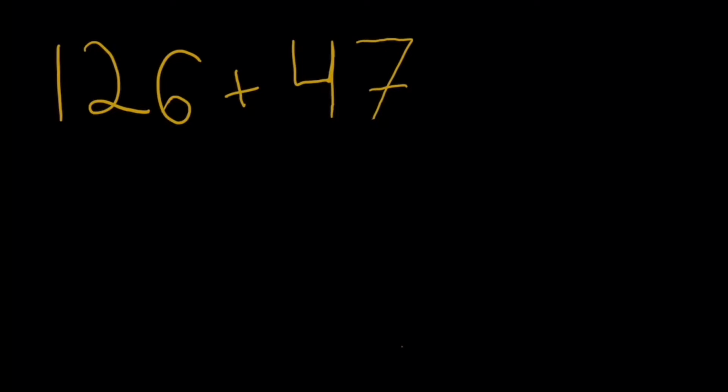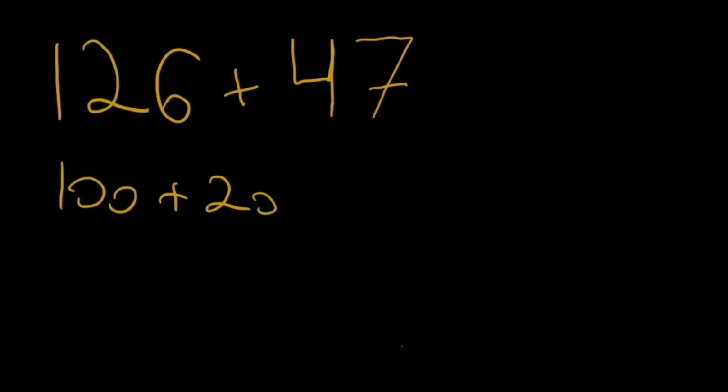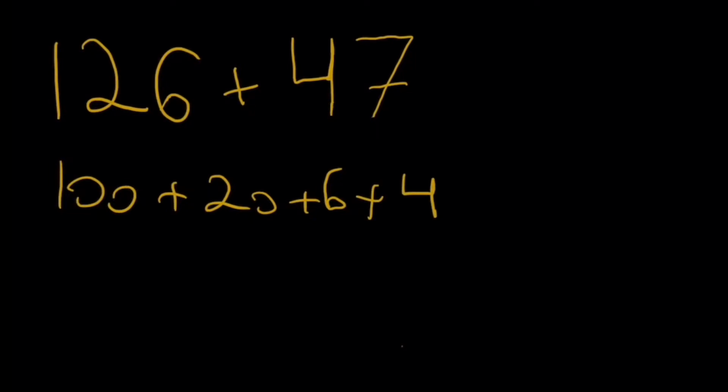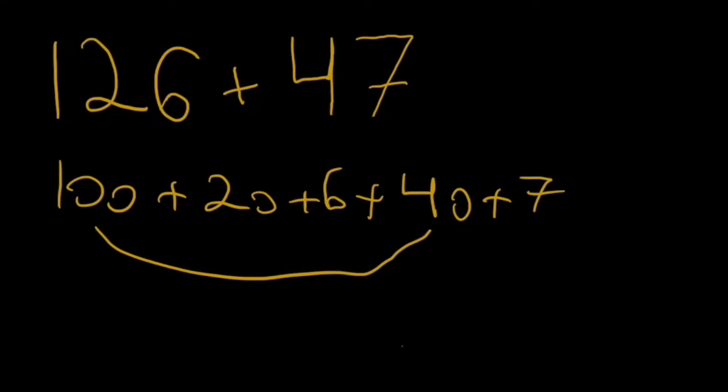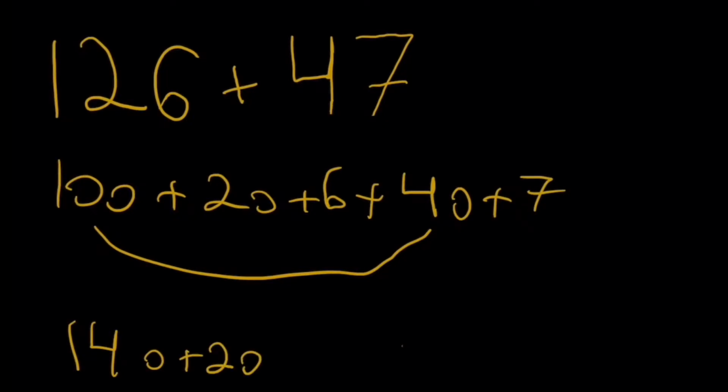For the second question, we have 126 plus 47. So we want to break those into tiny pieces. And that will be 100 plus 20 plus 6. And then break 47 into tiny pieces. So 40 plus 7. So 100 plus 40 will be 140. And then plus 20. And then 6 plus 7, that'll be 13. So plus 13.